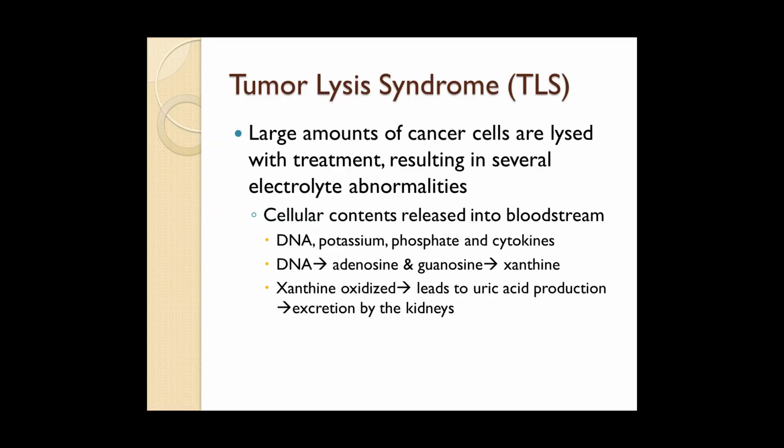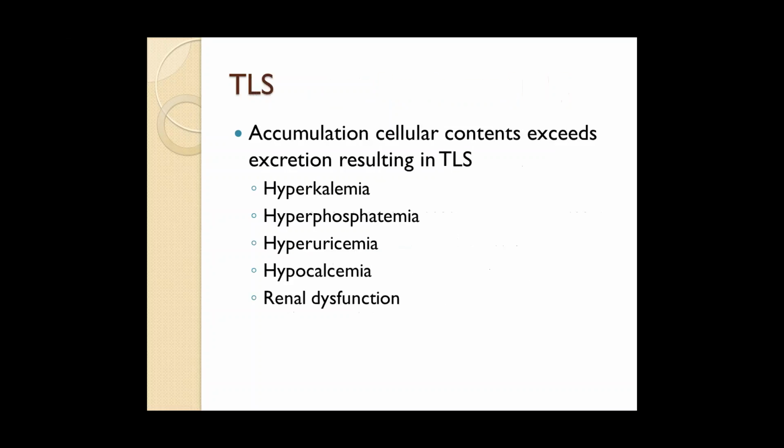When DNA is released, it's metabolized into adenosine and guanosine, which is then converted to xanthine. When this xanthine is oxidized, it leads to uric acid production, which is normally excreted by the kidneys. However, when this accumulation of cellular contents exceeds the body's natural ability to excrete these contents, tumor lysis syndrome can result. The electrolyte imbalances that can result from tumor lysis syndrome include hyperkalemia, hyperphosphatemia, hyperuricemia, hypocalcemia, and subsequent renal dysfunction.